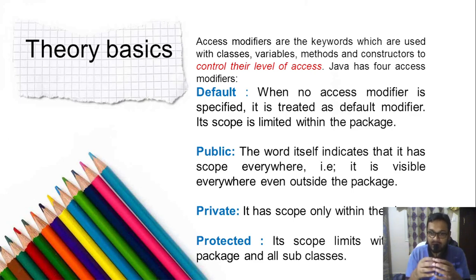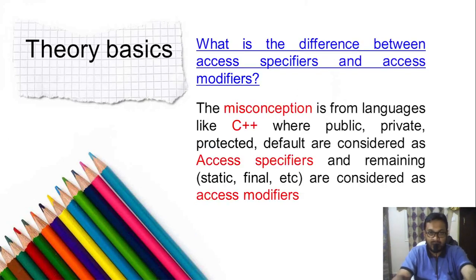So for protected also, a protected variable or method is accessible within the same package, plus within the subclasses of the class. If class A is there and class B inherits class A, class B can directly access protected members even if it is in another package. So what is the difference between access specifiers and access modifiers?